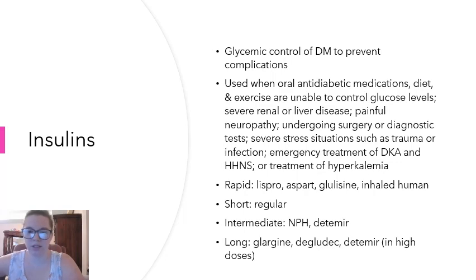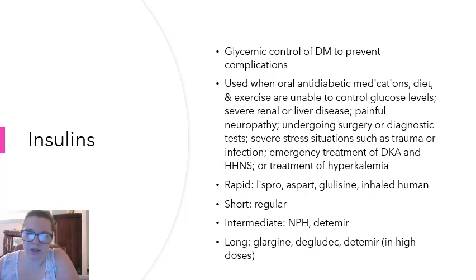So dealing with insulins, there's multiple types, but they're going to fall into pretty much these 4 categories of rapid, short, intermediate, and long acting. Your rapid acting are going to be your Lispro, Aspart, Glulisine, and inhaled human insulin. Your short acting are going to be your regular insulin. These ones you'll see more on your AC, your before meals, or might be on your sliding scales.